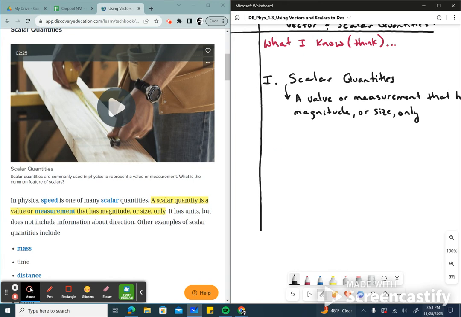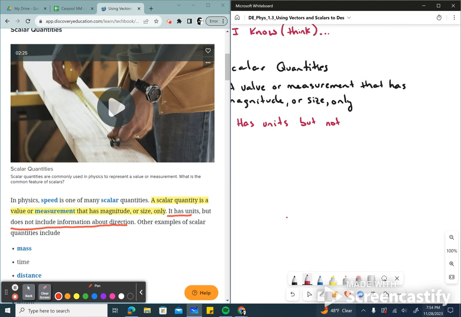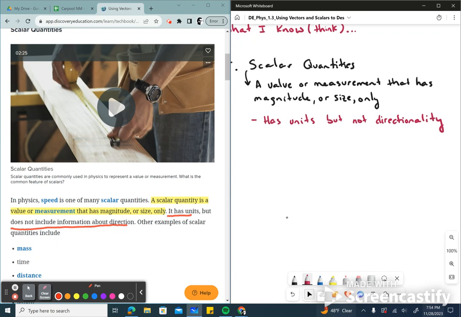So it's going to have units, but it does not include information about direction. It has units, but not directionality. It gives us no information on direction.